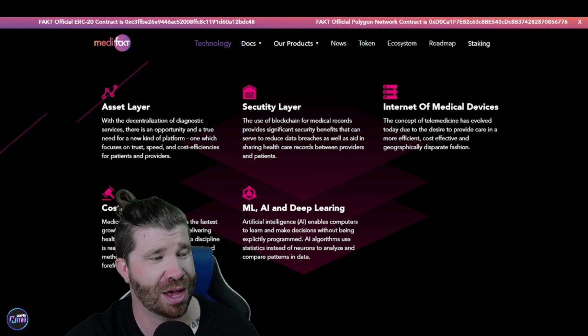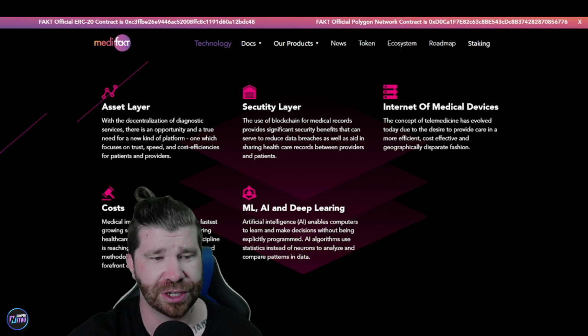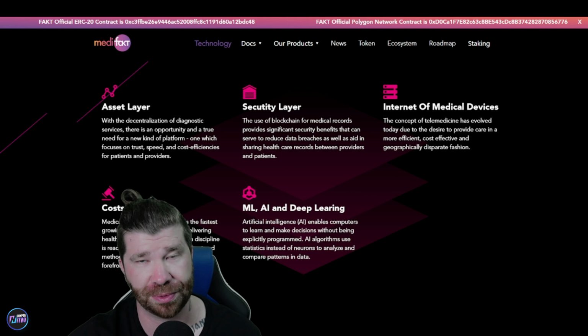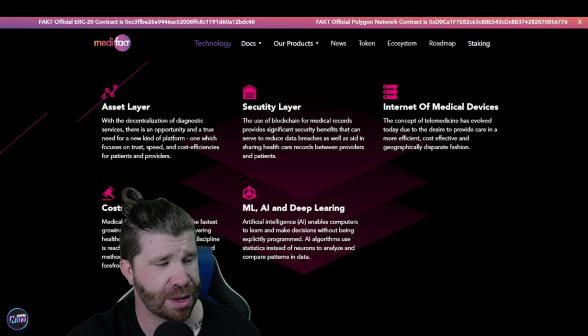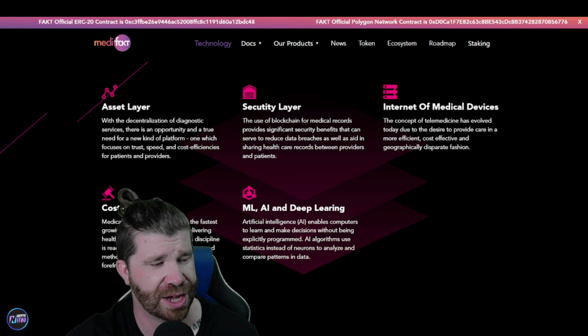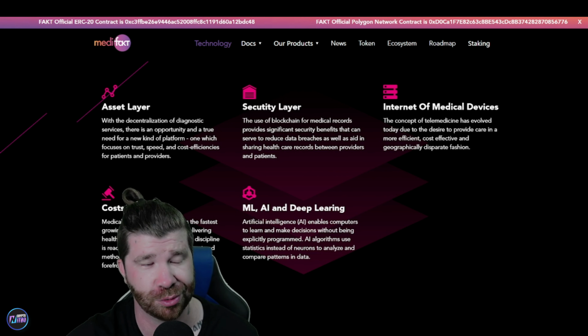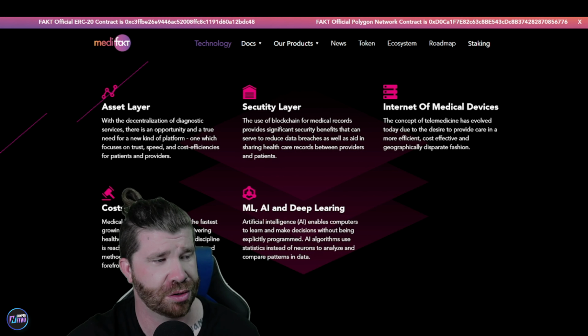So you will see right here, we have asset layer. We got security layer. We have Internet of Medical Devices. And then we have the cost. And then we have ML, AI, and deep learning. So the base thing here is going to be probably about the cost. It's not only that, but it's also an asset, right? But it does state that medical imaging is often cited as the fastest growing segment in cost of delivering healthcare. Healthcare overall as a discipline is reaching unsustainable levels of cost, which is very true. So it's good that they're going to be able to help with this.